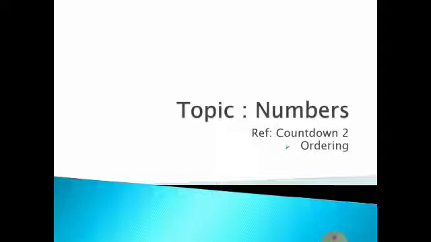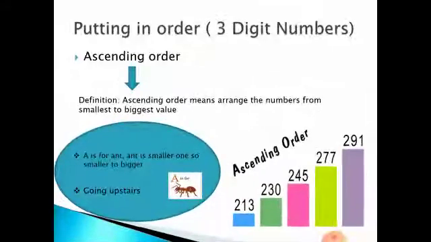Today's topic is numbers. Reference is Countdown Book 2, page number 20 and 21, and the subtopic is ordering numbers. Putting in order, 3-digit number. Putting in order means arranging the numbers, and there are two ways to arrange the numbers. First way is ascending order. Ascending order means arrange the numbers from smallest to biggest value.